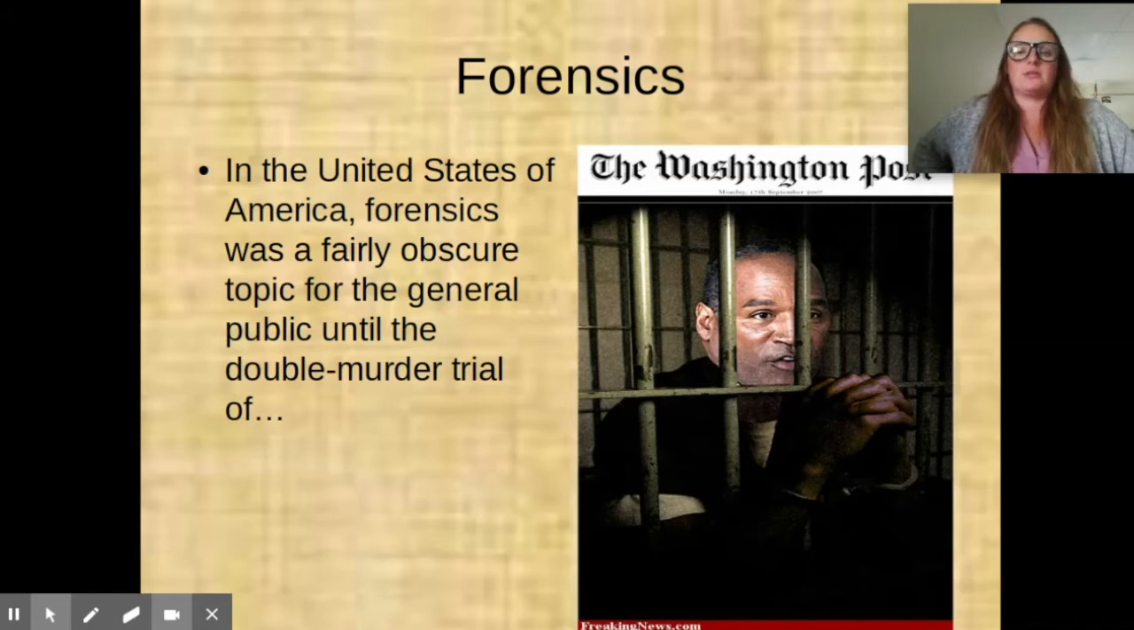It's a fairly famous case in the mid-90s, I would say. I was in elementary school, so it was a long time ago. But in that case, there were a lot of different forensic techniques used, and that was one of the really, not the first, but one of the first times it was really widely used.